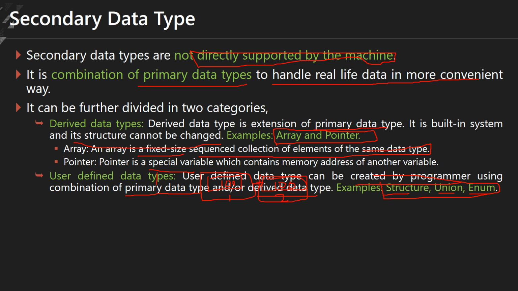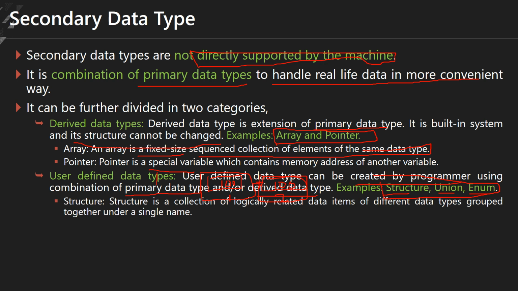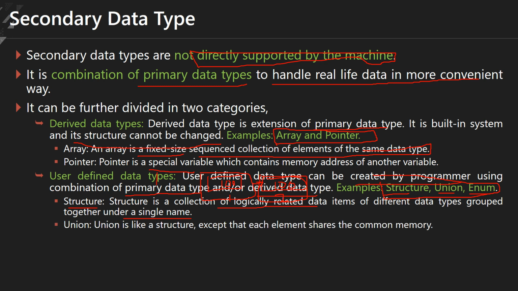I hope you understood the secondary data types as well. Let us see the definition of each one of them. What is a structure? A structure is a collection of logically related data items of different data types, grouped together under a single name.